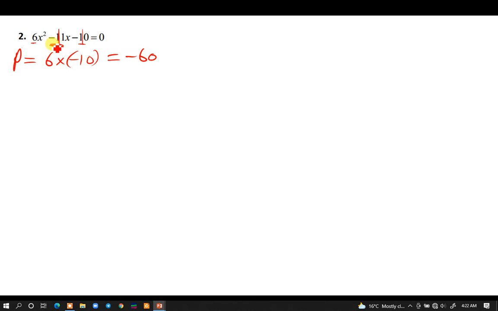Then the sum is simply negative 11. We just get the coefficient of x. So we find two numbers that we're going to multiply to give us negative 60. Then when we add them, they'll give us negative 11. So those numbers will be found by getting the product, which is negative 60. And then we try some numbers. Let us try some numbers.